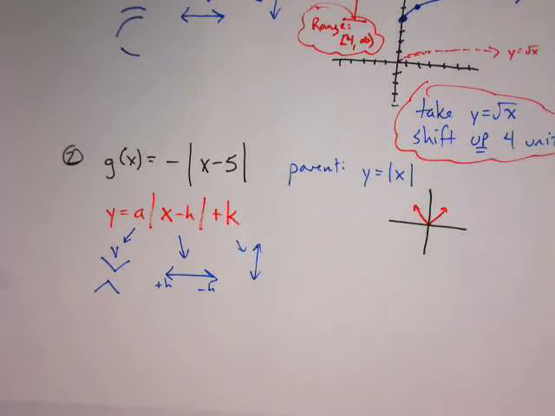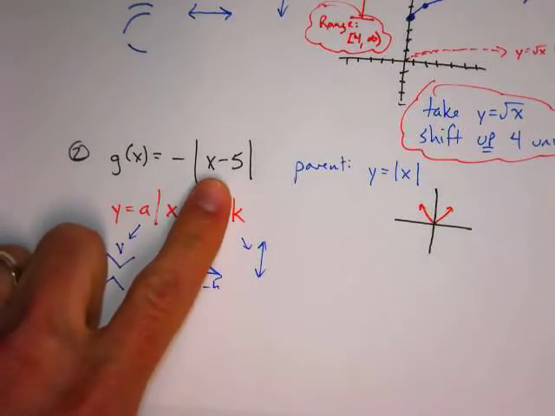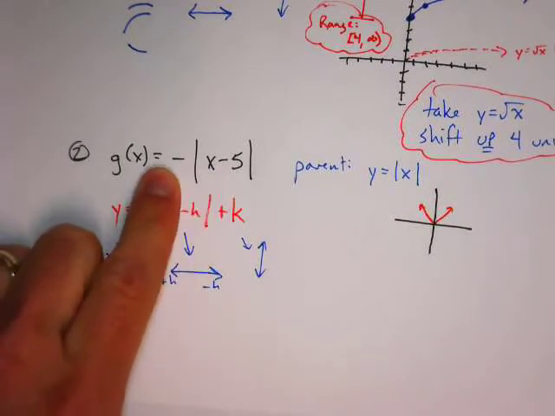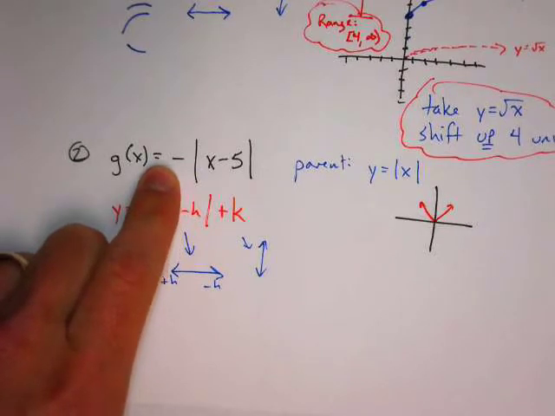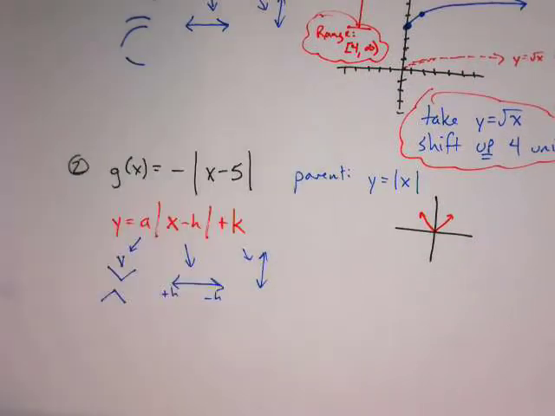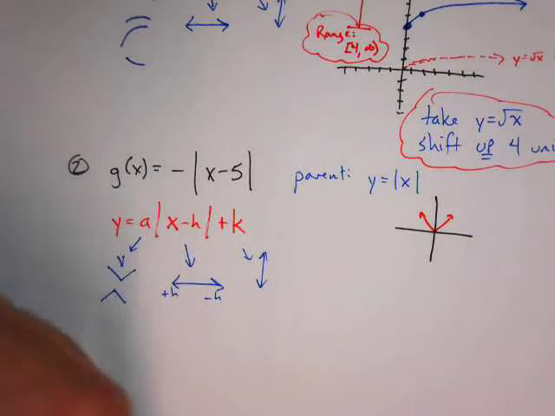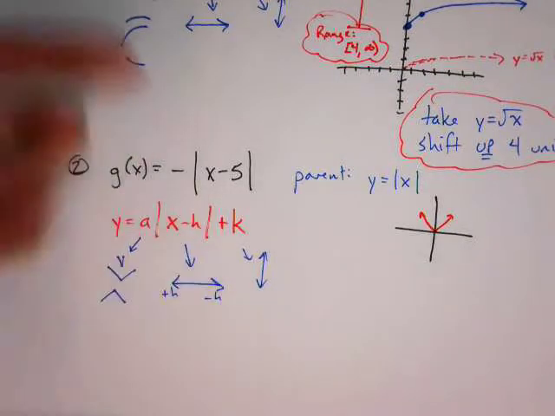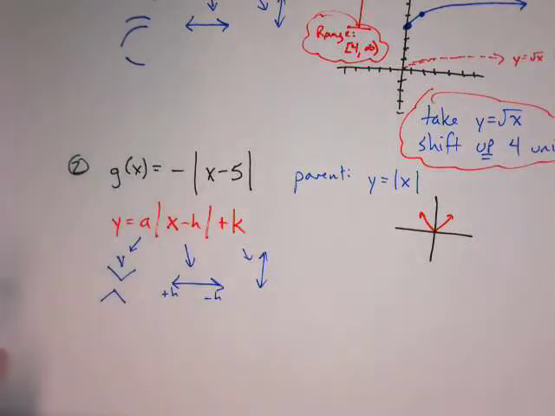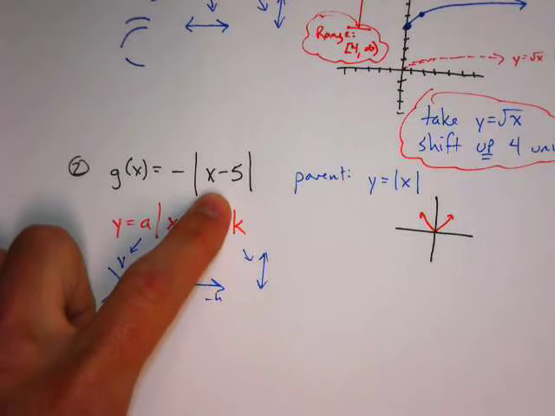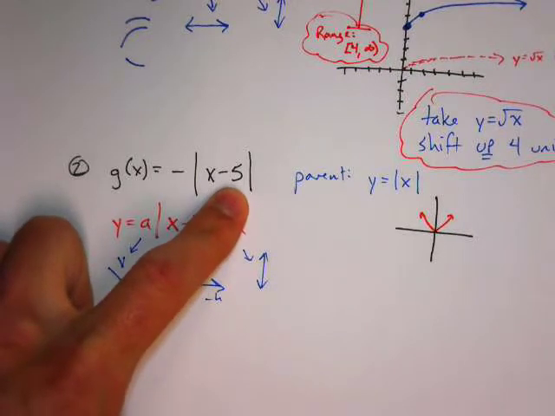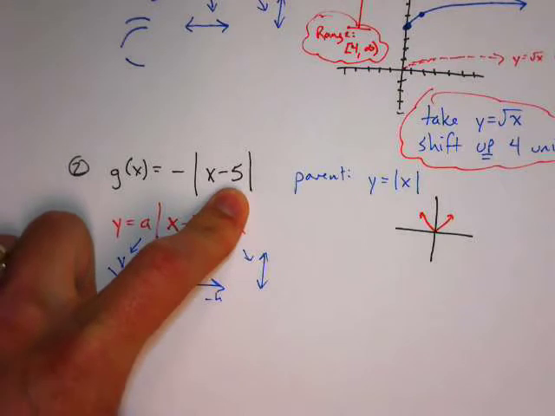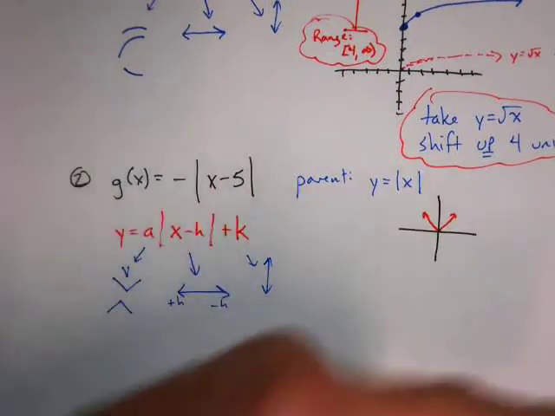Now we look at the original equation. The original equation has, first of all, the minus out front. So we can already tell this thing is going to be reflected over the x-axis. It's going to open down. Okay, so this graph is going to open down, reflecting over the x-axis. This has x minus 5. And as I demonstrated with that trick for horizontal translations, that means it's going to go to the right 5.